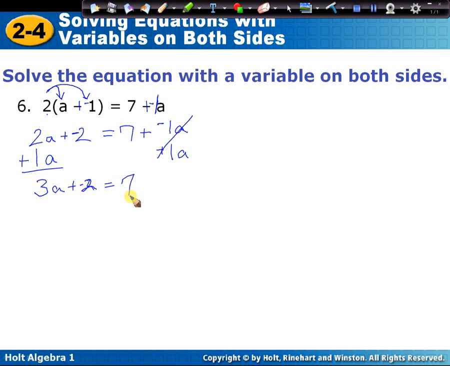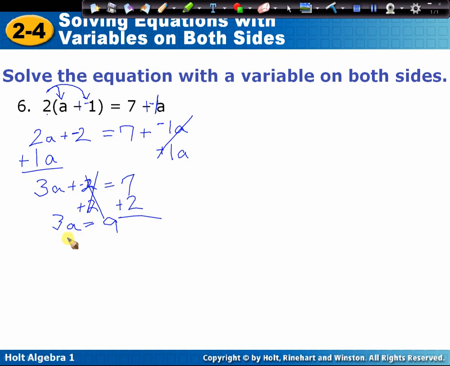Now we have numbers on both sides. Over here with our 3A, we have a negative 2. So we have to add 2 to get rid of that negative and make that equal 0. Because we did it on this side, we're required to do it on that side. Because if you do something on one side of the problem, you're required to do it on the other side of the problem. 7 plus 2 equals 9. So we're left with 3A equals 9.